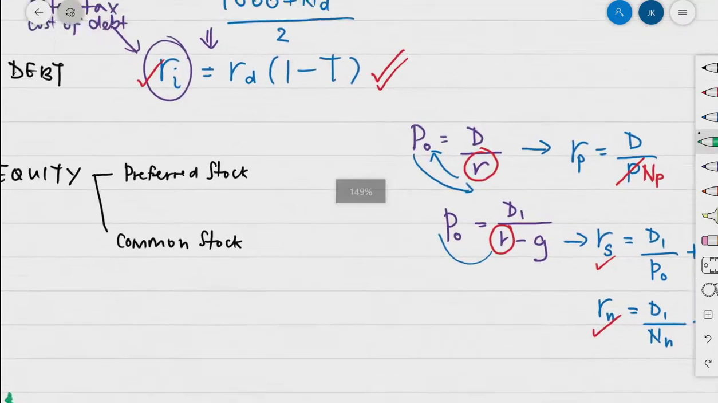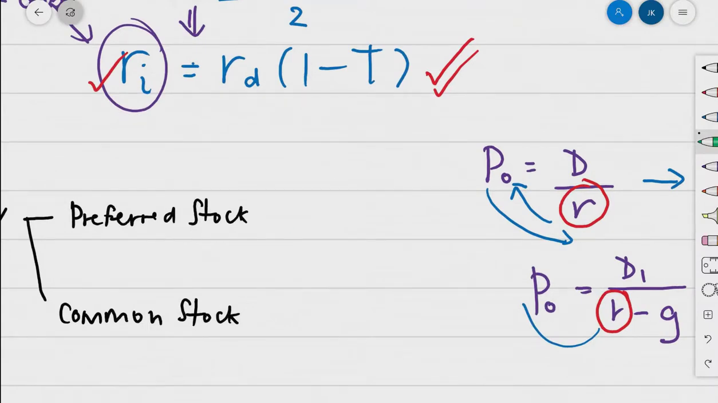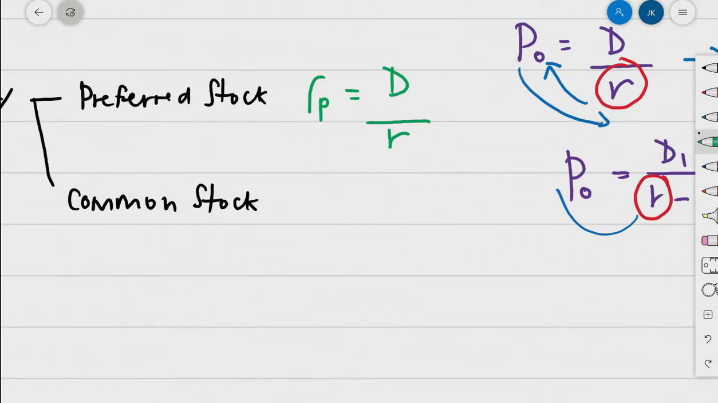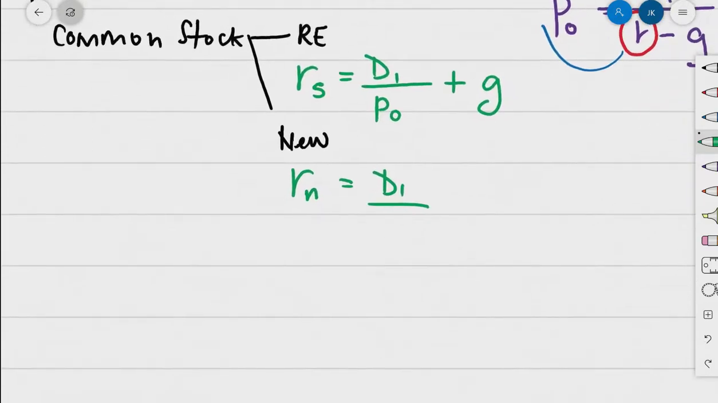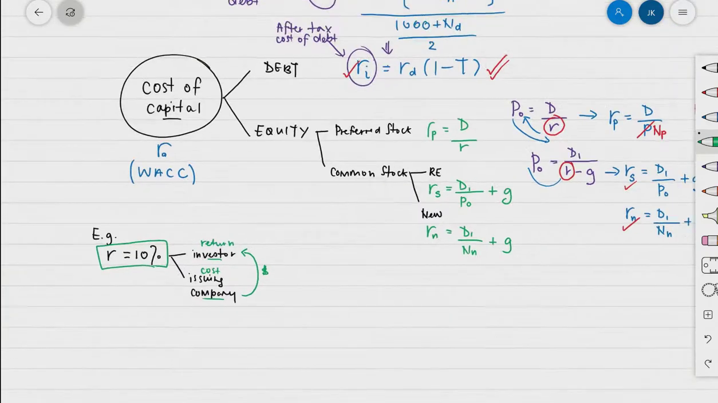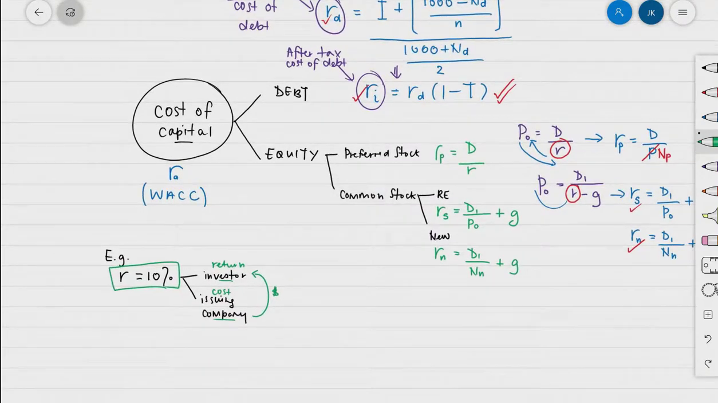In other words, for the cost of preferred stock, the formula is the one we discussed just now, D over P. As for common stock, it can be either of two. If we are using retained earnings, it's slightly different from using new stock. For retained earnings, the cost of common stock would be D1 over P0 plus G. For new stock, we have to do a slight adjustment, using the net proceeds. That's the basic concept for the cost of debt and also the cost of equity.